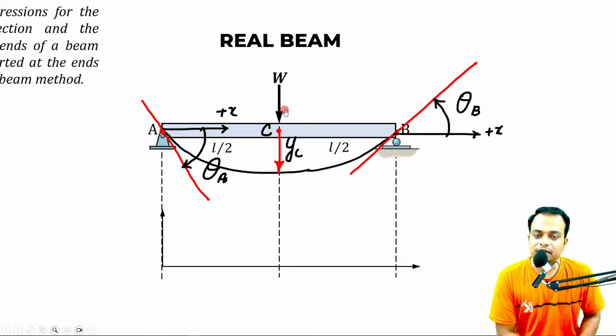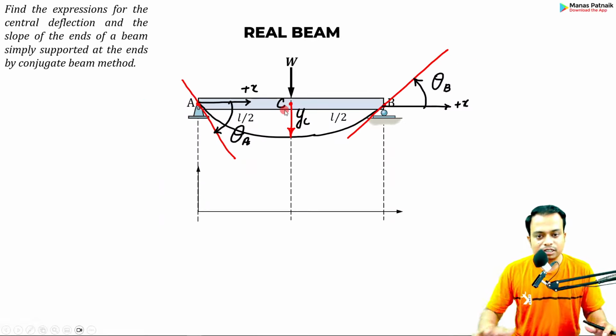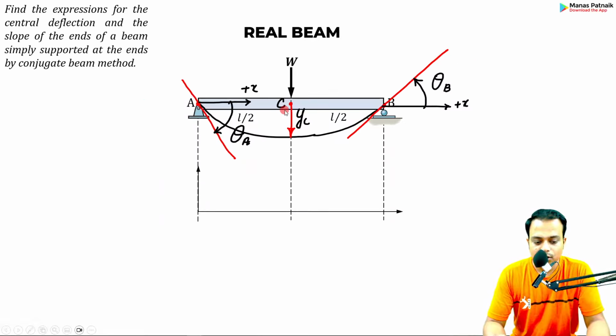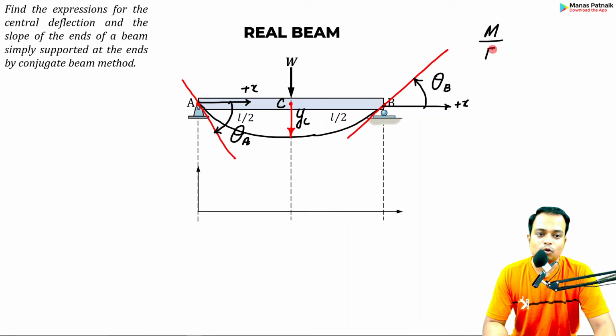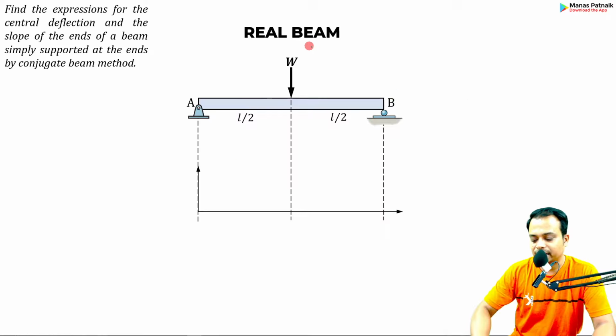I think the objective is clear now. What is going to be our first step? Sir, the first step is to make the conjugate beam. So, okay, conjugate beam, we know the loading is M over EI. So you need to know the moment values at all the points. Okay, so it is better to make a bending moment diagram for this real beam.